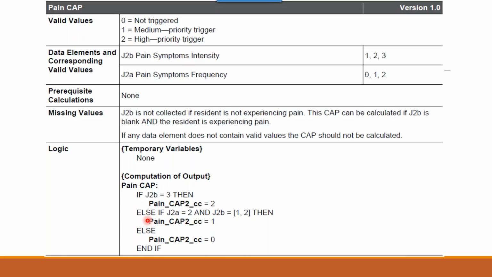Now then on the next part of the CAP, in order to be a 1 where it's a medium priority, here we're looking at J2A is equal to 2, that's the daily pain. And here we're looking at whether or not it's mild or moderate pain. And then they're going to be a 1, and that means medium priority. And then else the CAP is going to be 0. That is, it's not triggered if they don't meet the 2 above conditions.